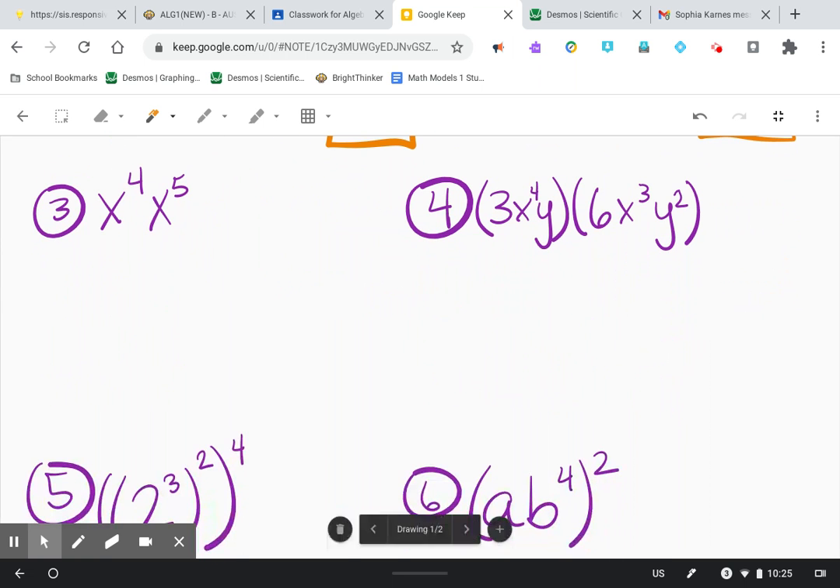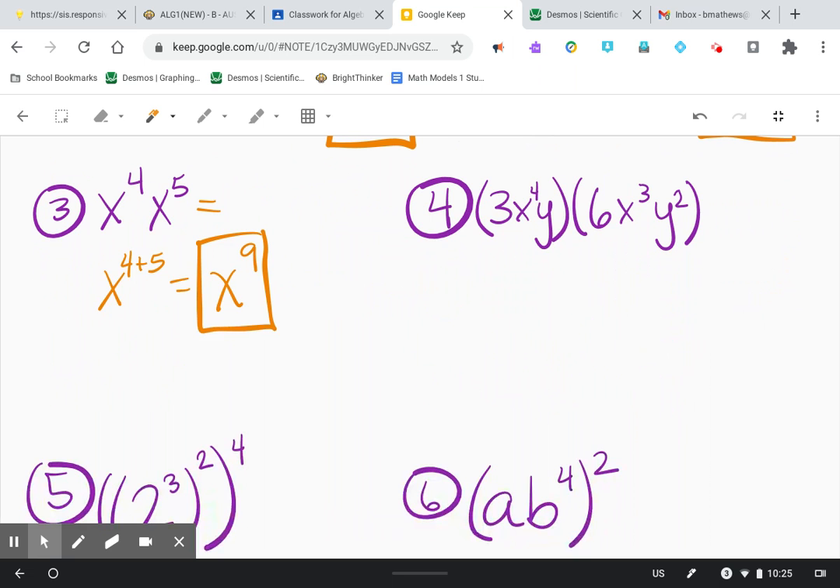Okay, number 3 is really straightforward. Just making sure you're paying attention to the rule. Remember, the rule says when the bases are being multiplied, we add the exponent numbers, and so this becomes x to the 9th. Pretty easy on that one.